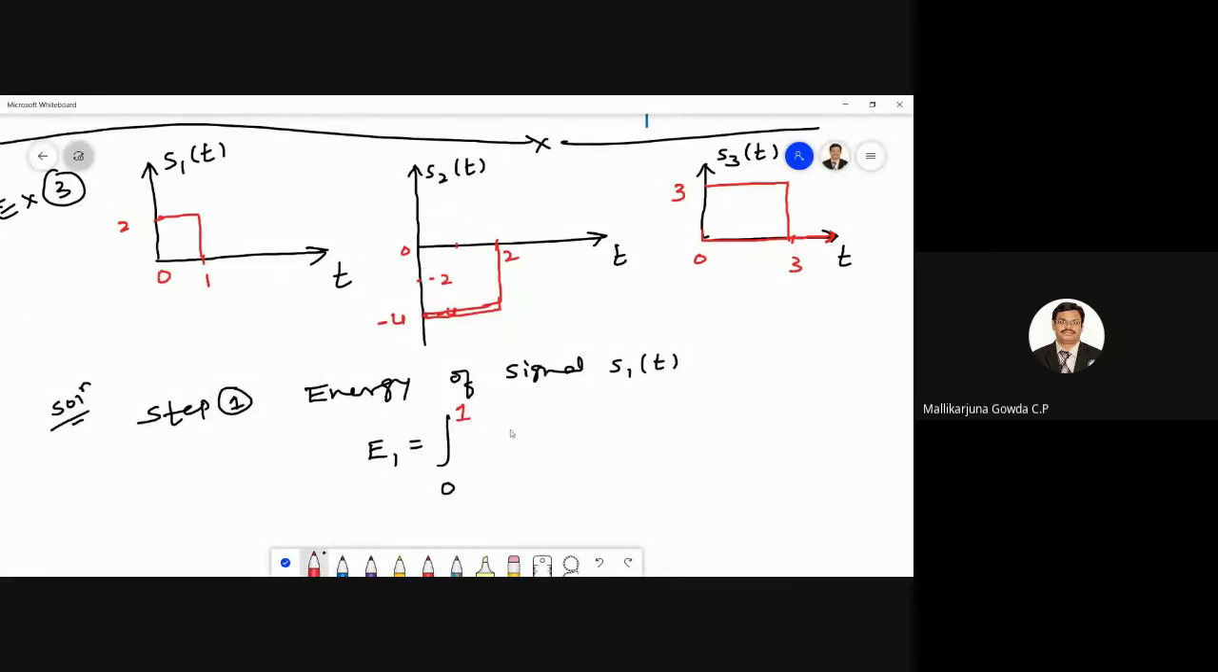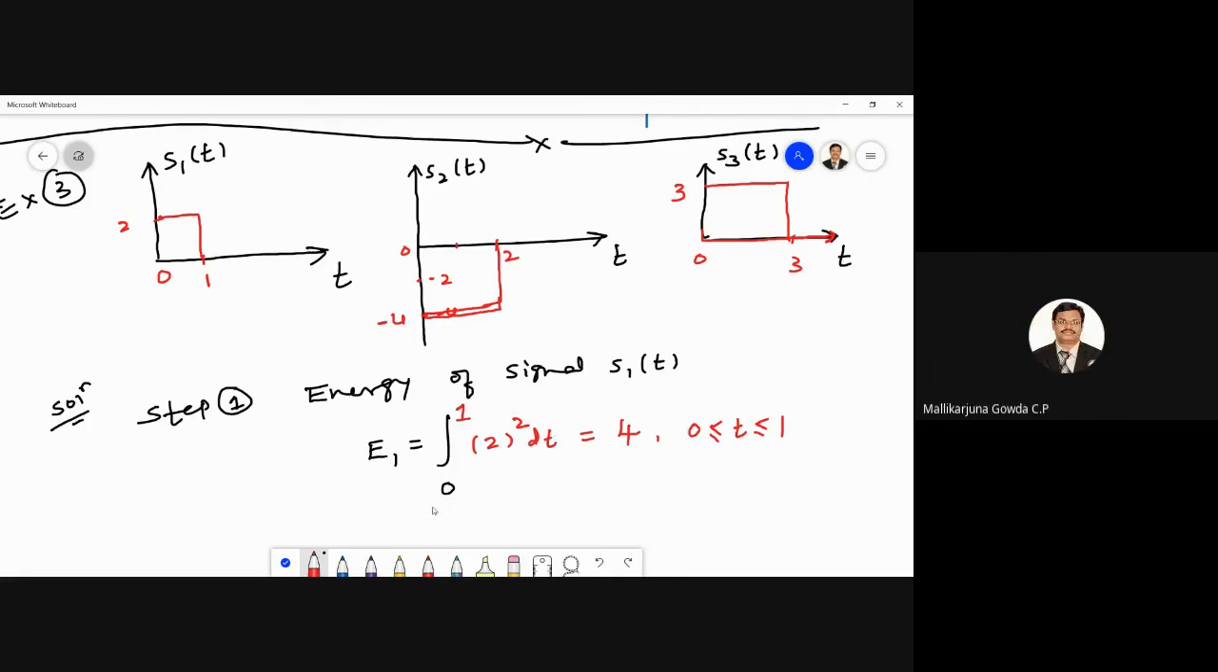Then S1 square of t into dt. S1 of t value is 2, so its magnitude is 2. So 2 square into dt I can write. Which is equal to what? 4, 2 squared is 4, right? So I get E1 as 4 over the interval 0 to 1. Yes or no? Yes, sir.